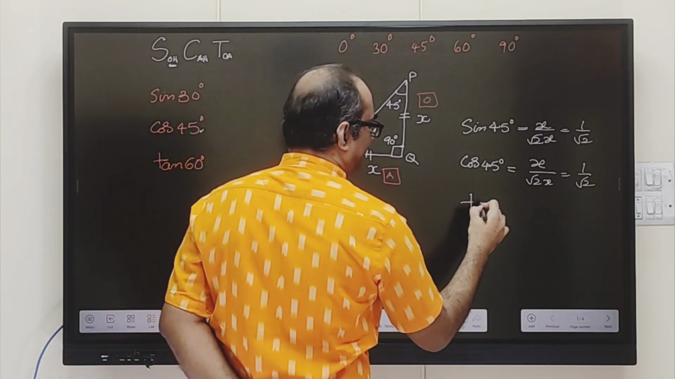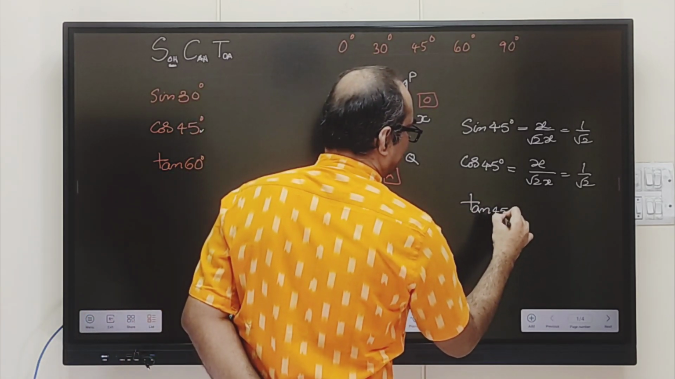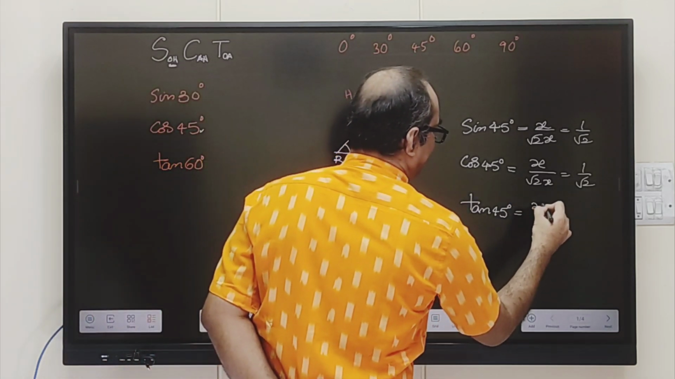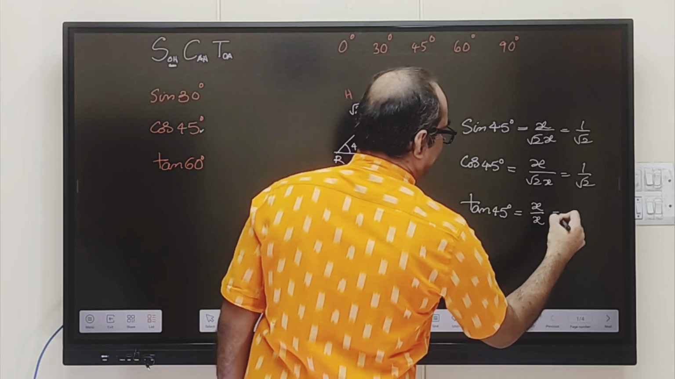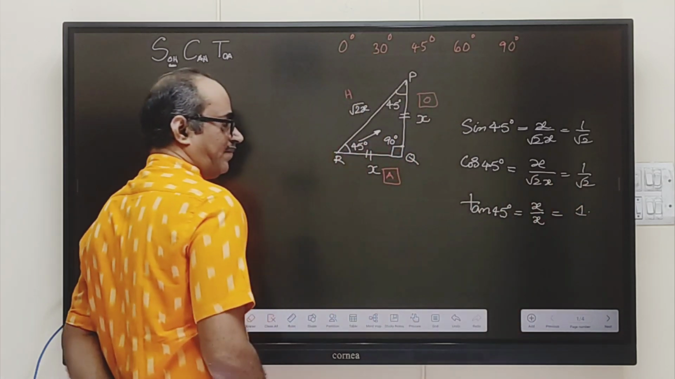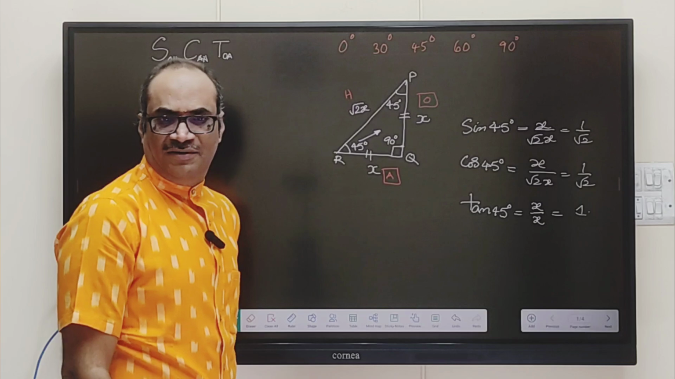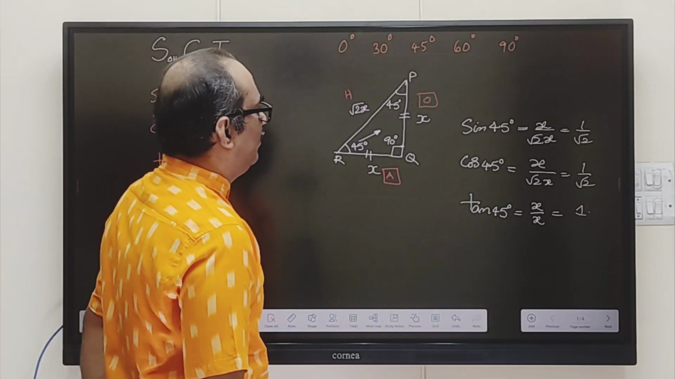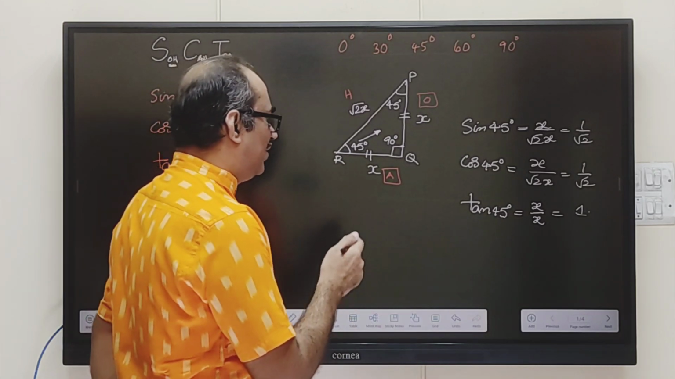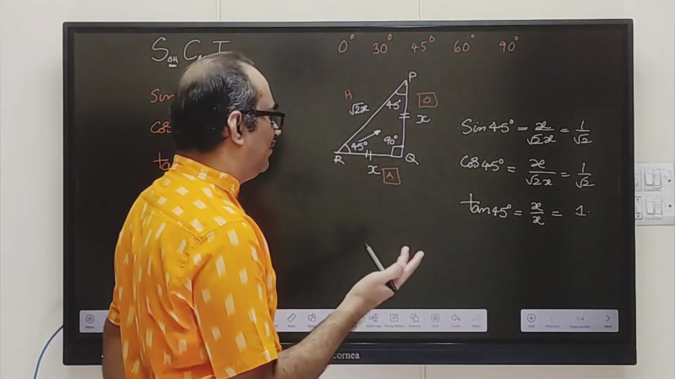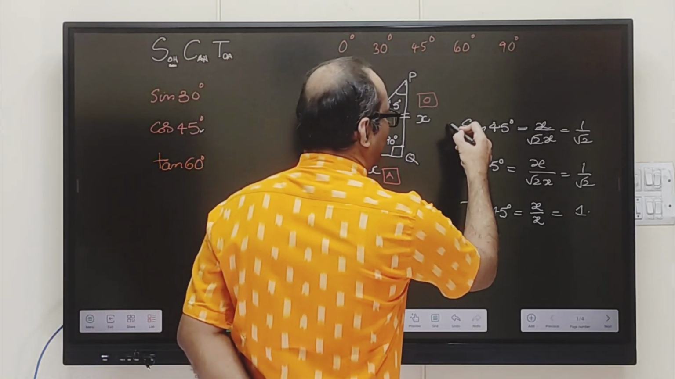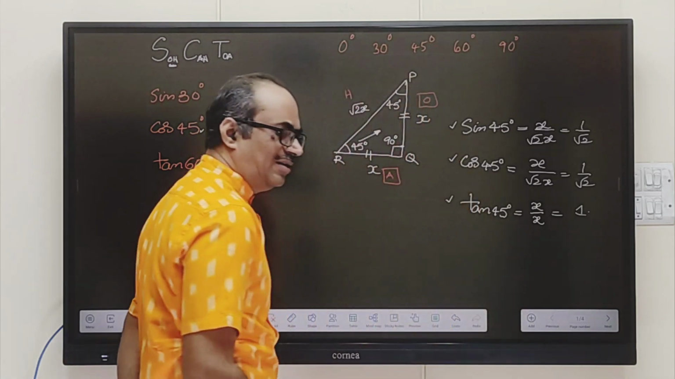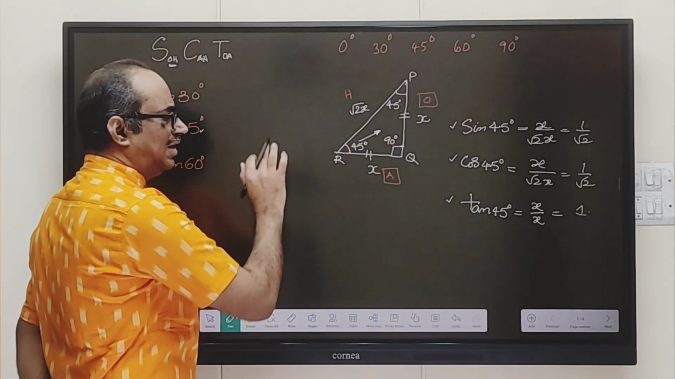Let us say we want to find out tan 45. Tan 45 will be opposite by adjacent. Here our opposite is x and adjacent is also x. x by x equals 1. So we can easily find out 45 degrees. We completed 45 degrees. We understood trigonometric ratios of 45 degrees. That means sine 45, cos 45, tan 45, cosecant, secant, cot, whatever it is, we can easily find out. Cosecant will come if you take the reciprocal of sine, secant if you take the reciprocal of cos, and cot if you take the reciprocal of tan.